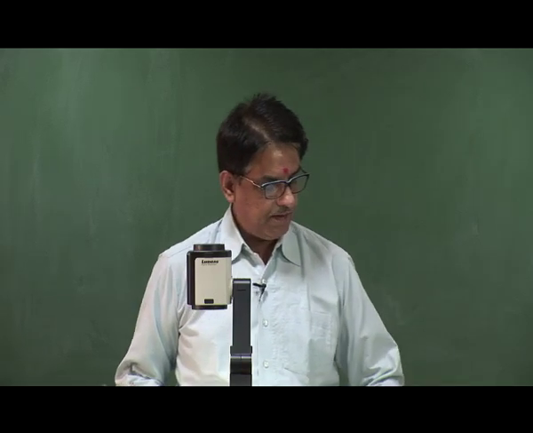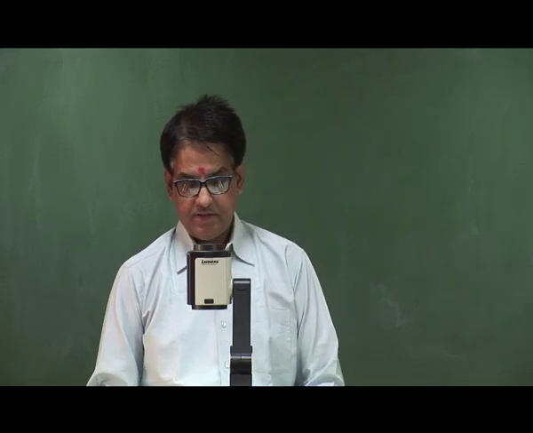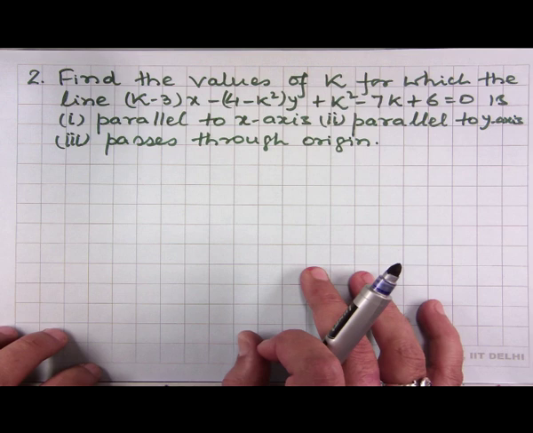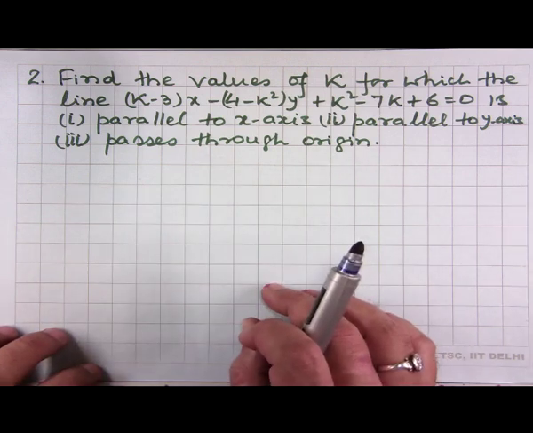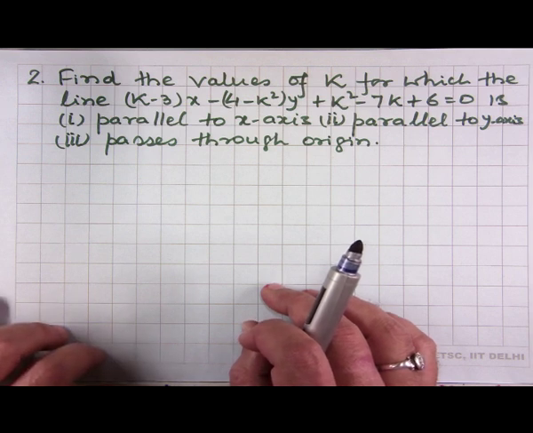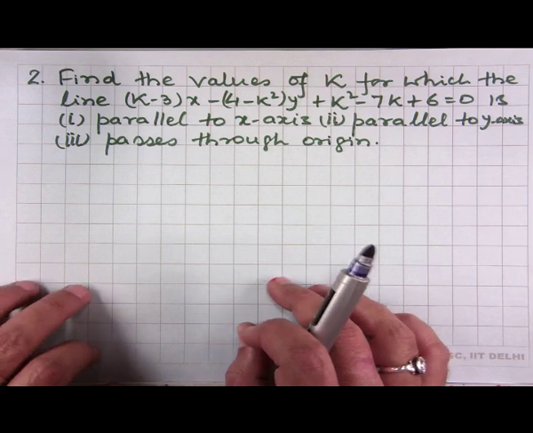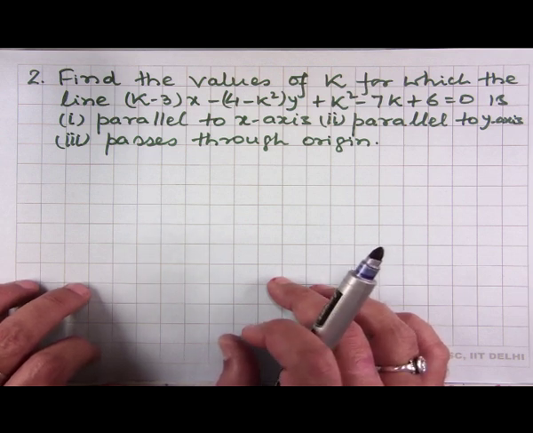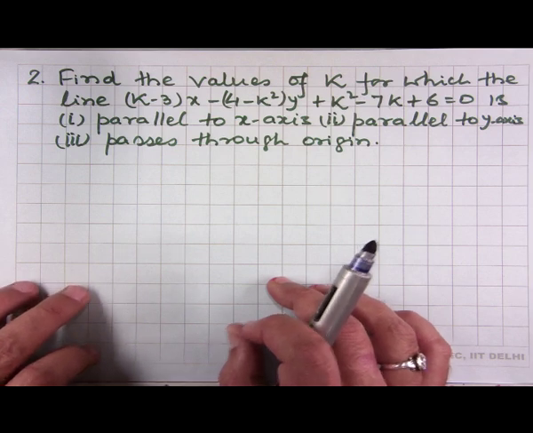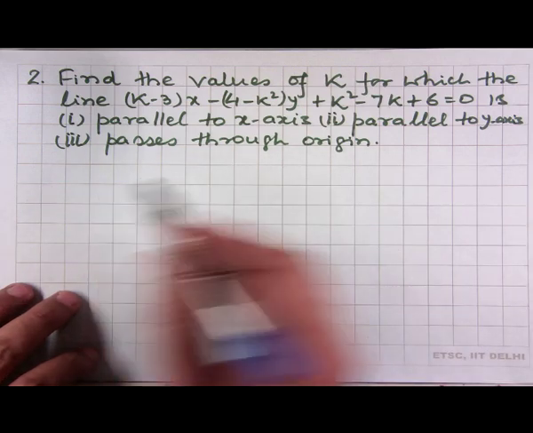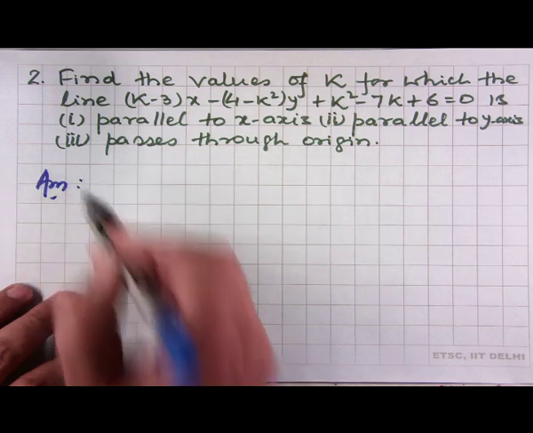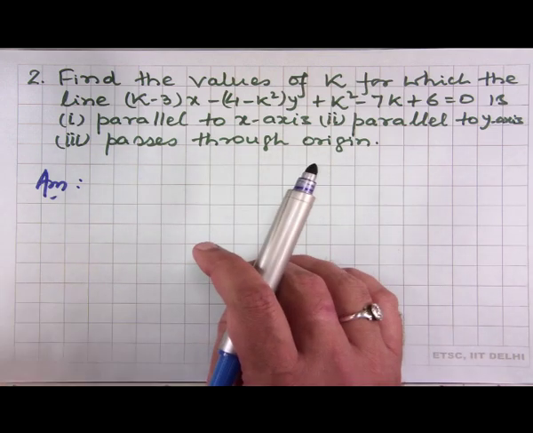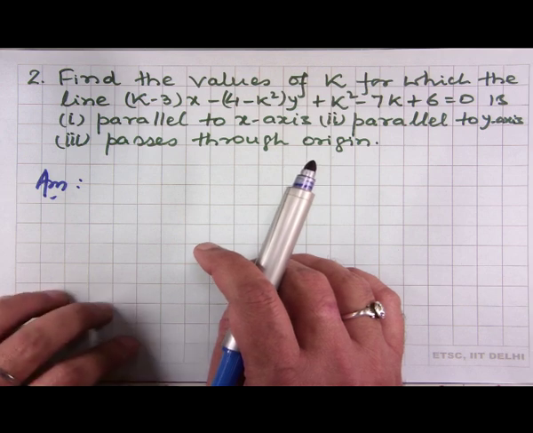Now we have another problem: find the values of k for which the line (k minus 3)x minus (4 minus k square)y plus k square minus 7k plus 6 equal to 0 is first, parallel to the x-axis, second, parallel to the y-axis, and third, passes through the origin. When a line is parallel to the x-axis, what does that mean? The coefficient of x equal to 0.